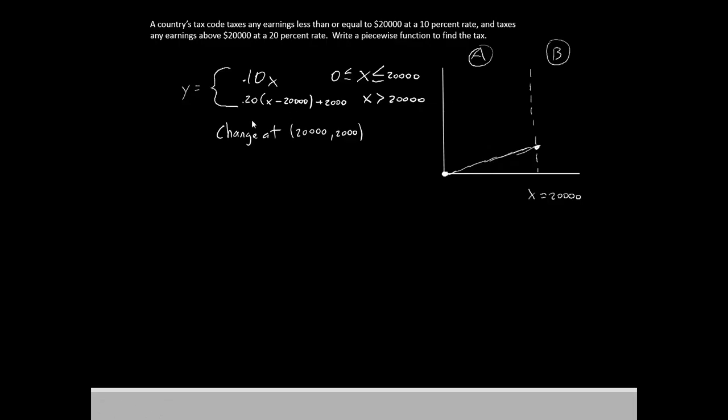Now piece B is going to have a different slope. It's a higher number, so the line should turn a little bit and get steeper. And we'll just draw that going off to infinity. Again, not a perfect line. It's just a sketch. Doesn't have to be too accurate.